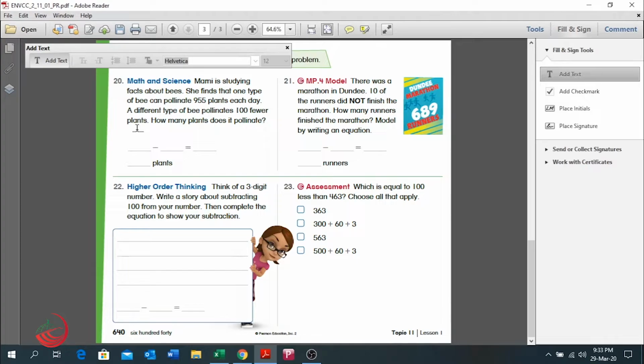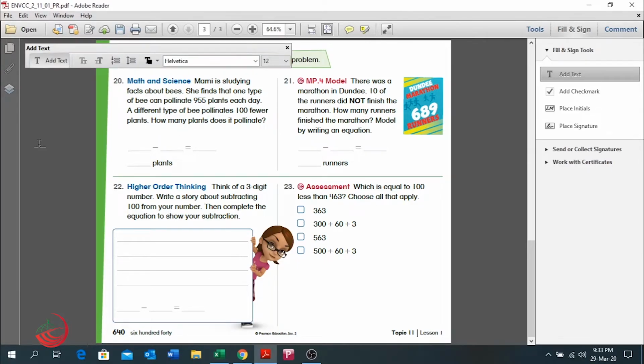So we can say plant A. So this is the one type of bee. One type of bee pollinates 955 plants. Another type of bee pollinates 100 fewer plants. So we're going to subtract because we have fewer. We have two numbers. We have 955 and we have 100.